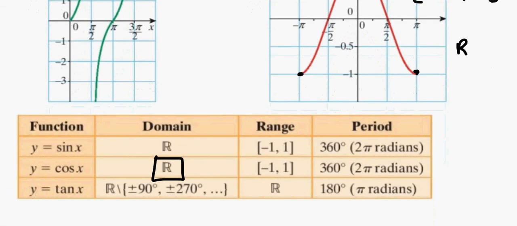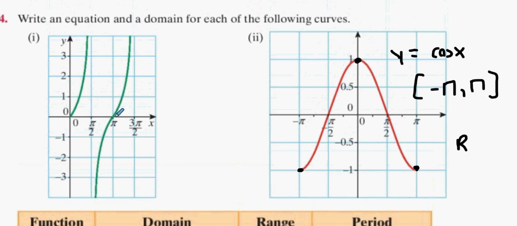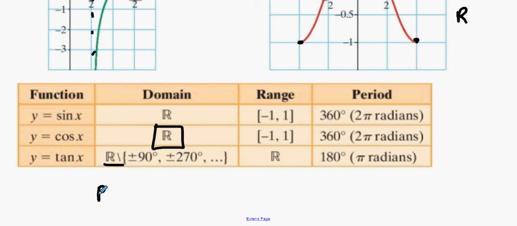This one here is tan x. In the case of tan x, because it cannot be defined for pi over 2, we say it's real except pi over 2. But it's not just pi over 2, it's plus or minus pi over 2, plus or minus 90, and then plus or minus 3 pi over 2, because it's not defined for 270 degrees either.